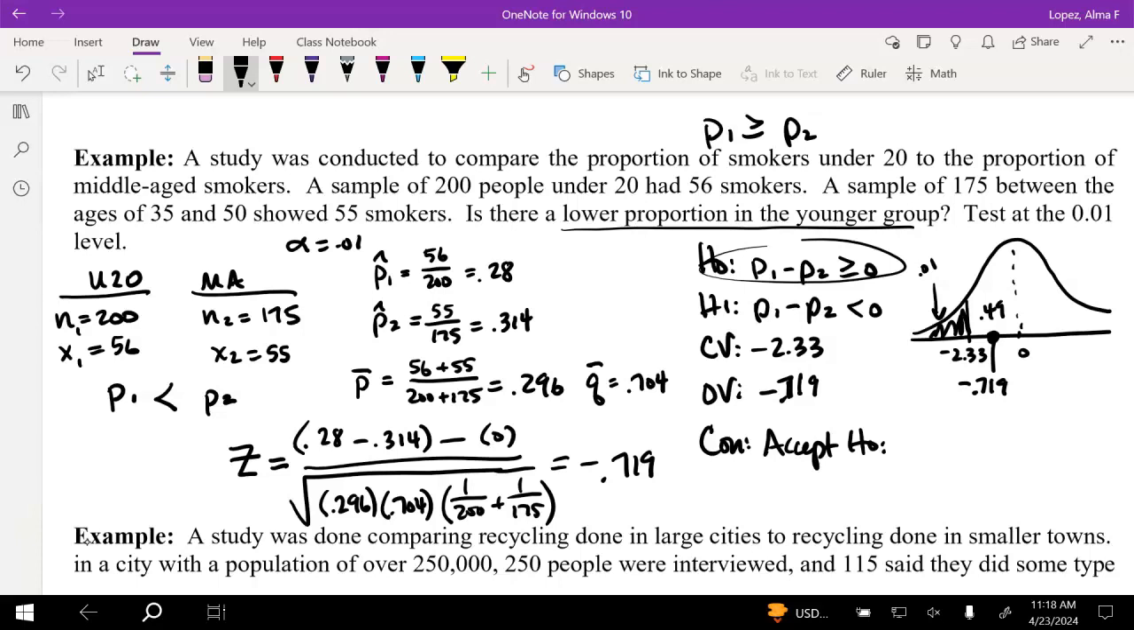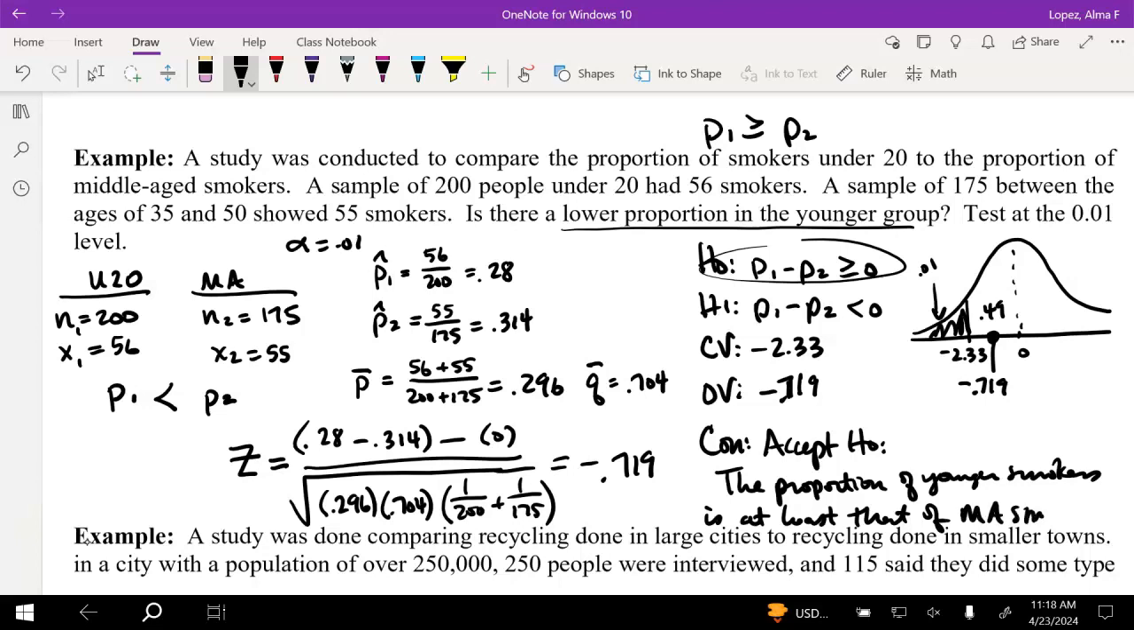middle age group. Or you can say the proportion of younger smokers is at least that of middle age smokers.